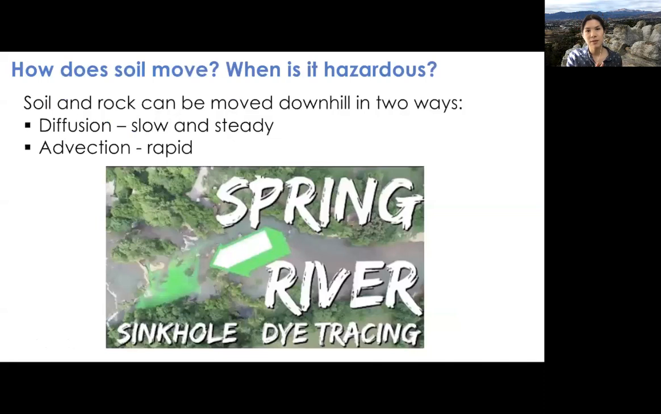Okay, so this moves into thinking about, now that we've created the material that could potentially move in a landslide, how does it actually move and when is it hazardous? So we're going to talk about two different ways that material can move. The first is going to be diffusion, and then in the second half of this lecture, we're going to focus on advection, which is the landsliding.